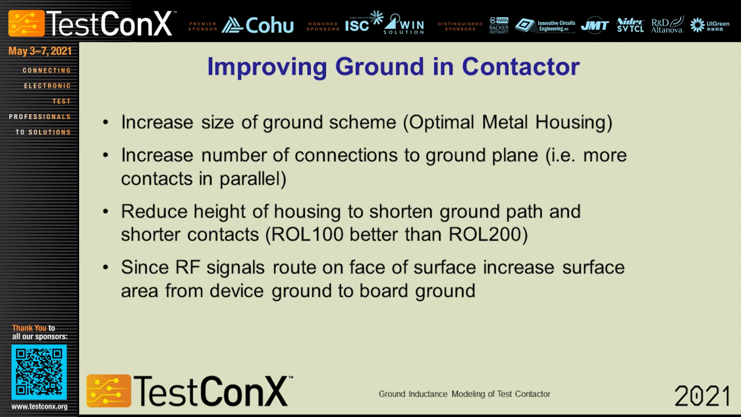Reducing the height of the housing to shorten the ground path is another way to improve performance. A Roll 100 is basically a 1 millimeter contact. A Roll 200 is basically a 2 millimeter contact. The housing heights are a little shorter than that because the contacts come in at an angle. But obviously the Roll 100, because it's shorter, will have much better bandwidth than a Roll 200 and can handle higher frequencies.